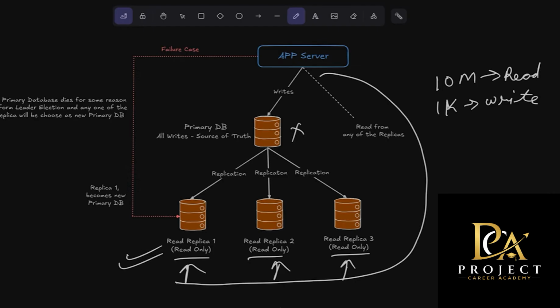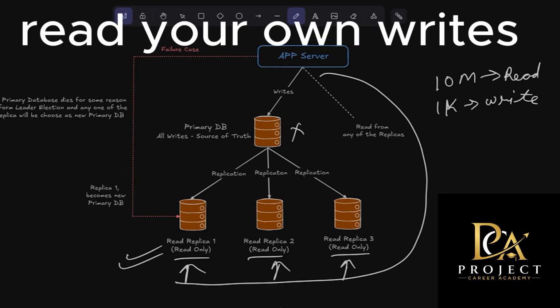For this, a solution could be that after a user performs the write operation, you can temporarily route the user's read to the primary database. And once the replicas catch up and that update is written to all the replicas, then future reads from that user can return to the replicas. This pattern is what we call read your writes consistency. So basically, you're reading your own writes, and it ensures that users immediately see their own updates.